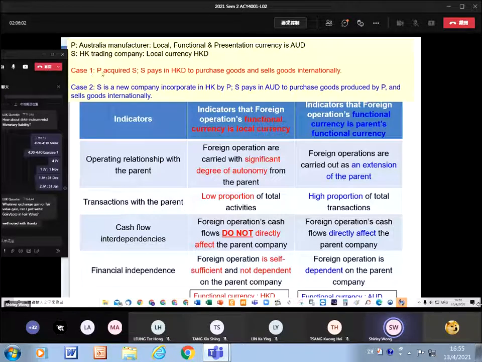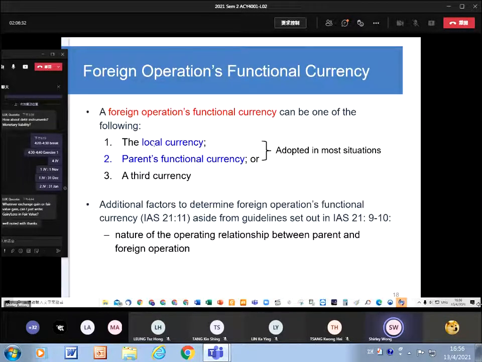Therefore, under case 1, because the subsidiary has freedom to choose everything, and they enter all the transactions in terms of Hong Kong dollar, finally they will choose the local currency, that is Hong Kong dollar, as their functional currency. Unlike these subsidiaries, actually they need to follow the instruction of Australia, and they need to purchase a lot of goods from Australia. Therefore, their functional currency will follow the parent's functional currency. So remember, when we determine the functional currency, we will usually determine it based on the local currency, like case 1, or the parent's functional currency, like case 2.